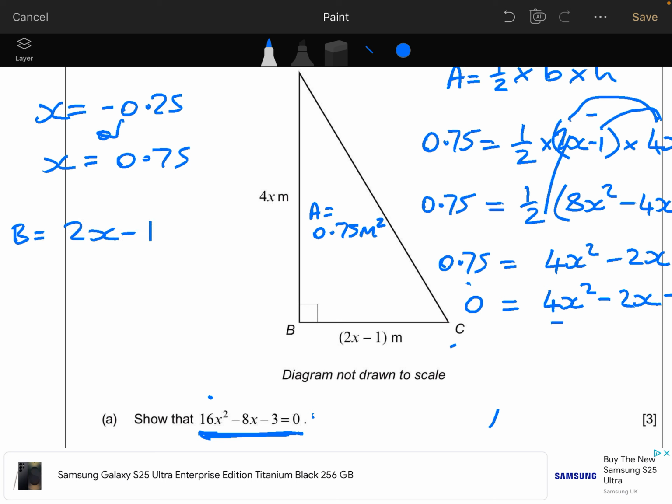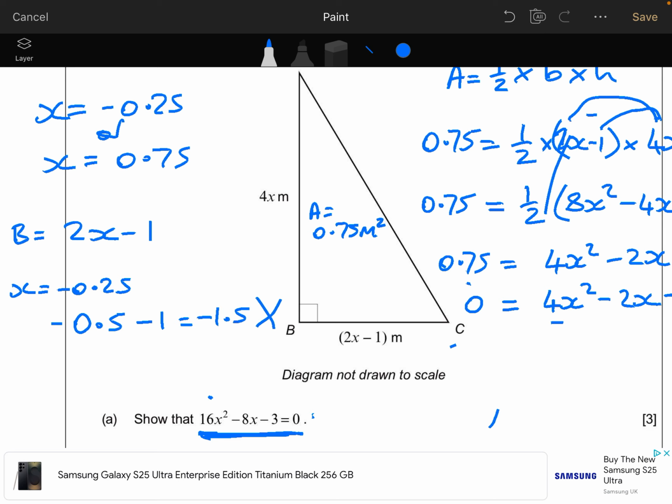And if I choose x equals -0.25, I've got two lots of that, which is 2 lots of -0.25 is -0.5, minus 1, which is -1.5. Well, that can't be right, because I can't have a length of -1.5 meters, so that is not correct.